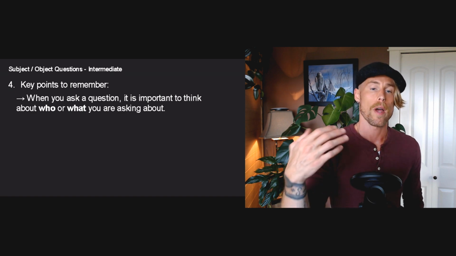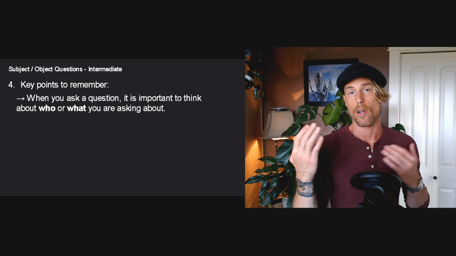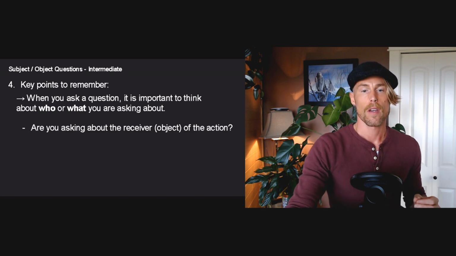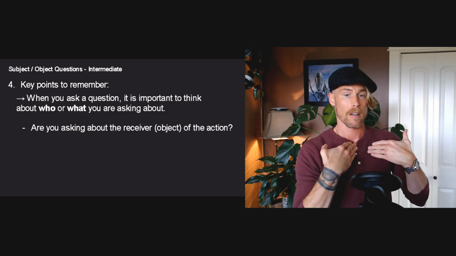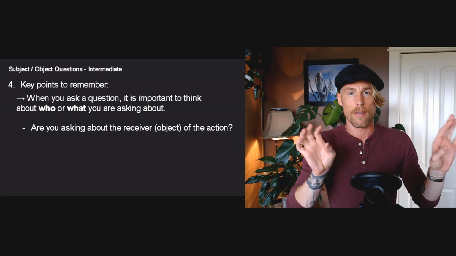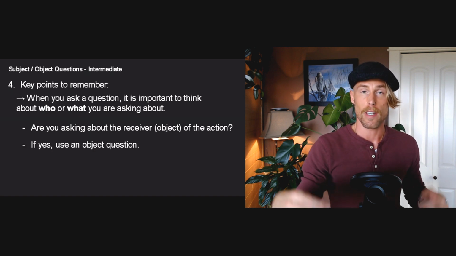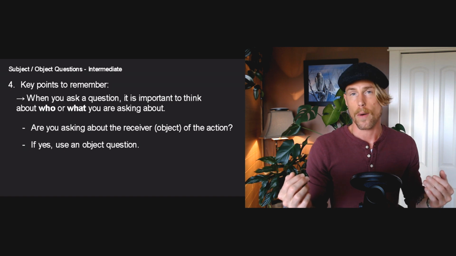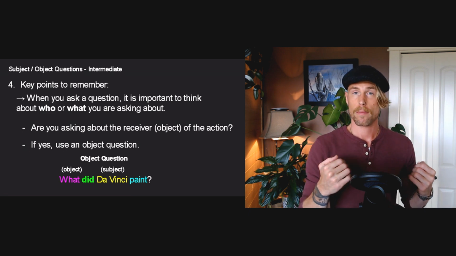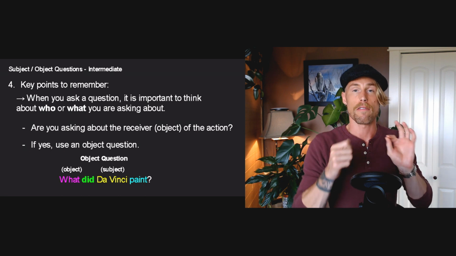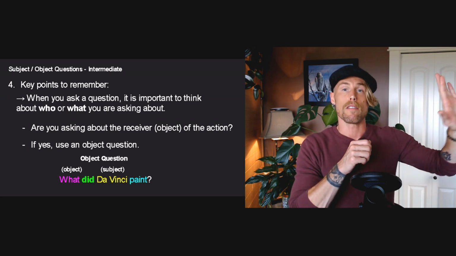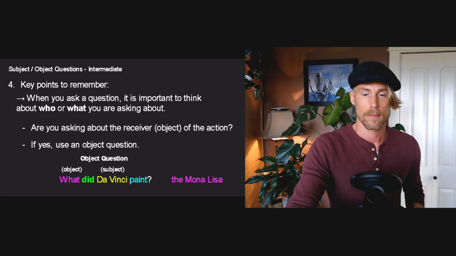So again, when you ask a question, it is important to think about who or what you are asking about, the topic. Are you asking about the receiver or the object of the action? So the opposite of the subject. If yes, use an object question. What did Da Vinci paint? So Da Vinci painted something. What did Da Vinci paint? What received the painting? The Mona Lisa.